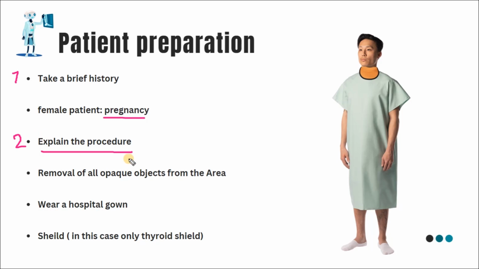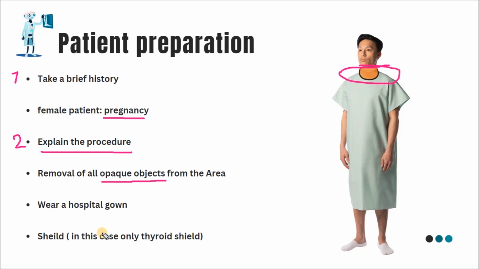So, the routine procedure for the lumbar X-ray is to remove all opaque objects from the area and to ask the patient to wear a hospital gown. And don't forget, radiation protection depends on the procedure you're going to perform. Try to protect the sensitive organs. In this case, we're going to do a lumbar X-ray, and you can protect the thyroid, which is very sensitive to radiation.